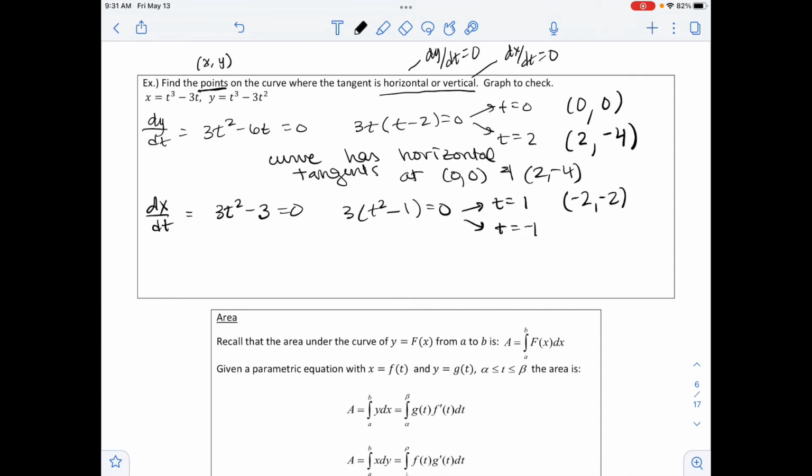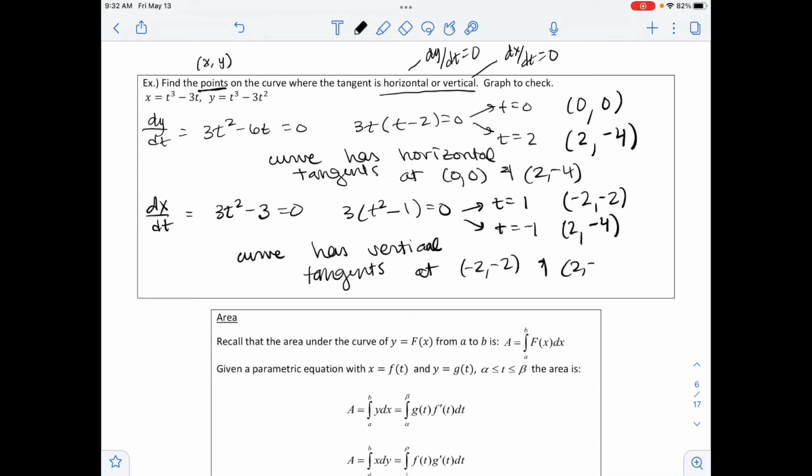And then when t is -1, we'd have -1 cubed minus 3 times -1, which is +2. And then plugging in -1 for t in the y equation, we have -1 cubed minus 3 times -1 squared, which is -4. And so the curve has vertical tangents at (-2, -2) and (2, -4).